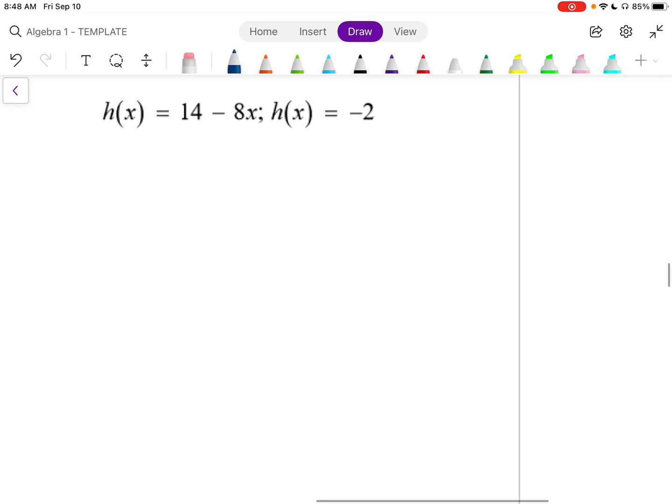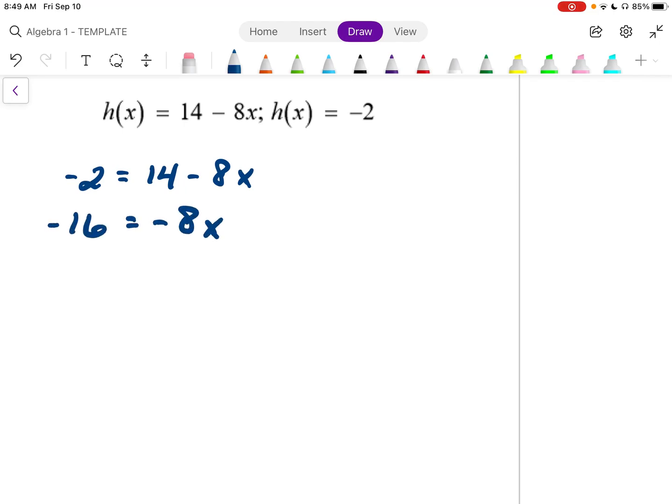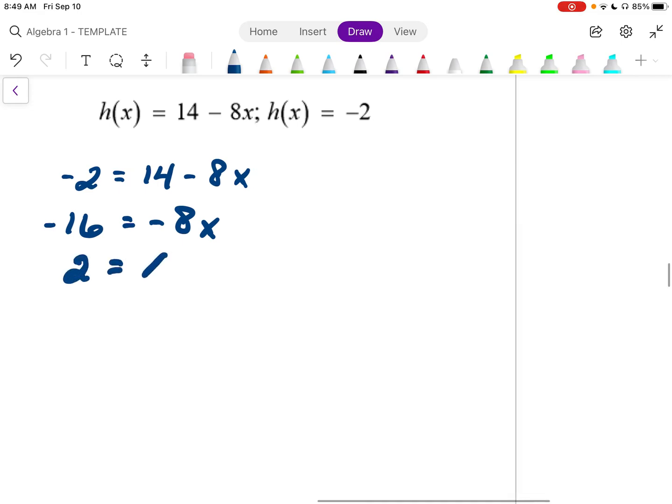Next up, I'm going to plug in a negative 2 for h of x. So negative 2 equals 14 minus 8x. Subtracting 14 from both sides, I'm going to get negative 16 equals negative 8x. Dividing by negative 8, I'm going to get positive 2 equals x. So h of 2 equals negative 2.